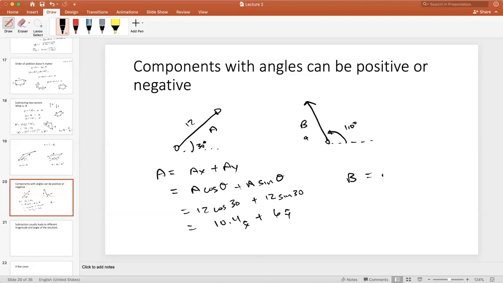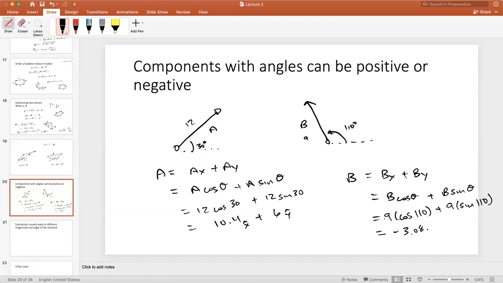Now B, Bx and By, this is B cos theta plus B sine theta, where here this theta is 110. So this is 9 times cos 110 plus 9 times sine 110. And here you need to be careful because cosine is going to be negative here. Negative 3.08, and 8.46.